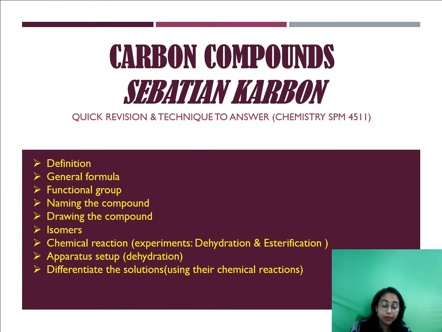Then there are certain chemical reactions involved in carbon compounds. Please focus especially on the experiments on dehydration and esterification, and you must also know how to draw the setup for dehydration. Besides that, upon completing all 6 homologous series and their chemical reactions, students must be able to analyze the chemical reactions and use them to differentiate the solutions given to you. This is considered higher order thinking skills, applied when you answer this type of question. Today I'm going to explain each and every thing I have shared with you now.